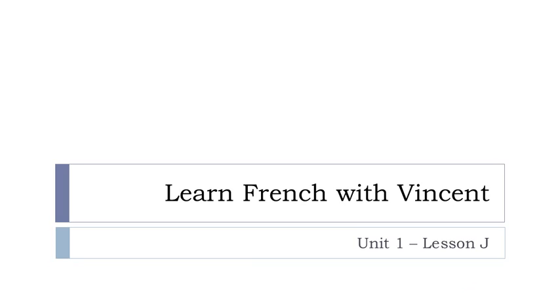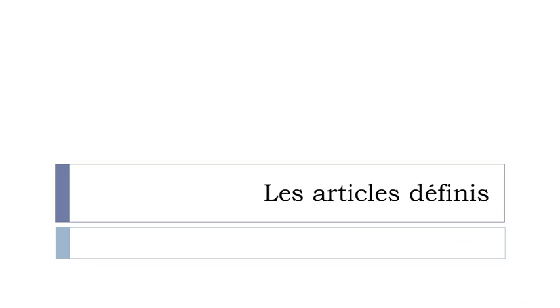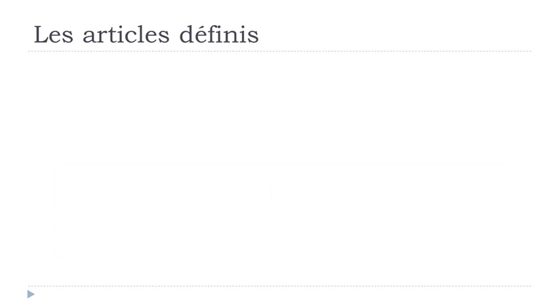This is Unité 1, Leçon J. So, what will we discover in this lesson? We'll discover les articles définis, so definite articles. In English, it would be the, okay, but in French, of course, as usual, we've got the difference between the masculine form, the feminine form, and the plural form, okay?